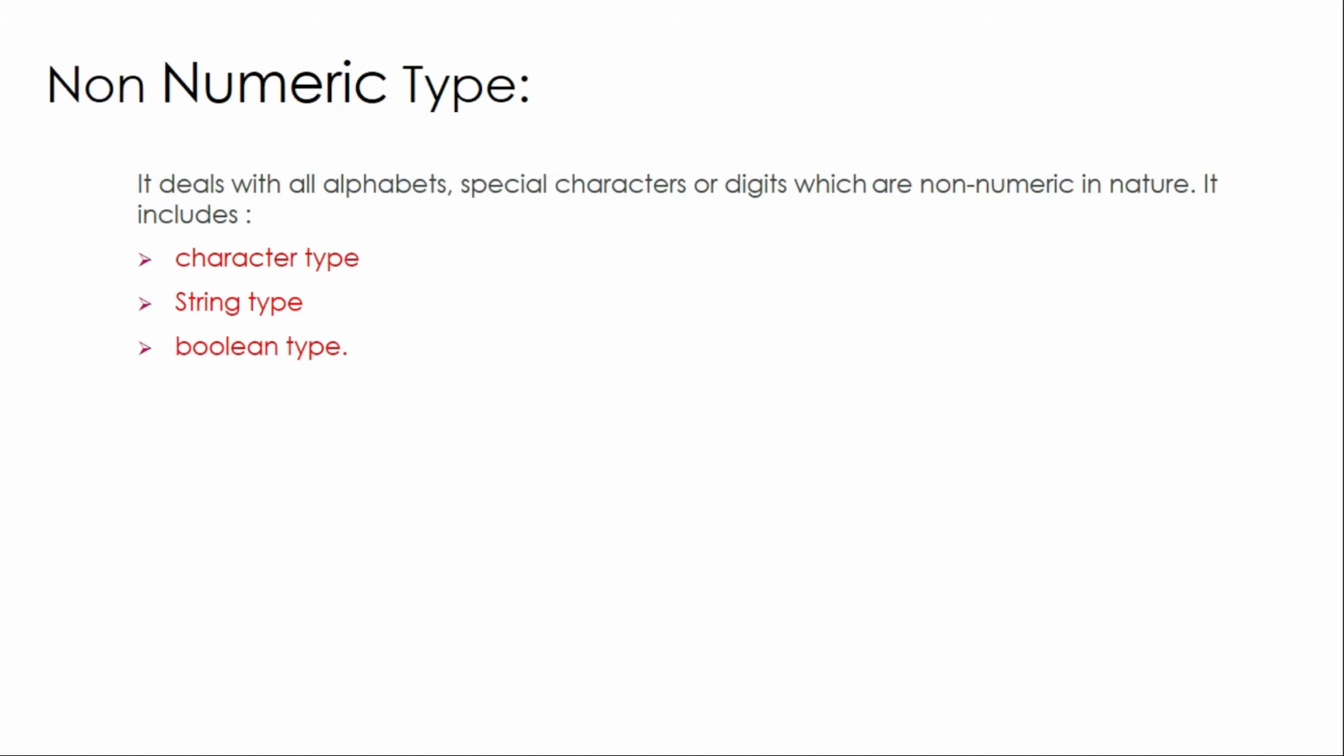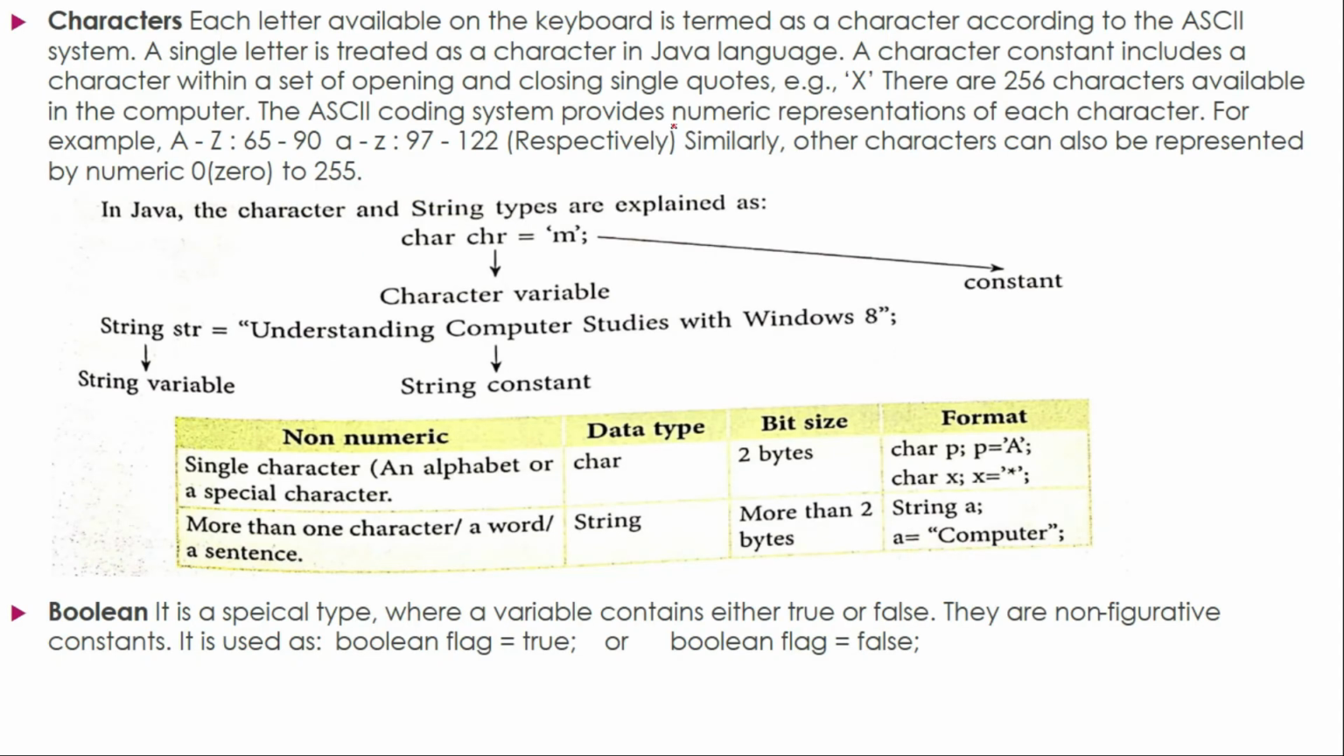Non-numeric type. It deals with all alphabets, special characters or digits which are non-numeric in nature. It includes character type, string type, and boolean type. So let us know about these three data types. Characters. Each letter available on keyboard is termed as a character according to the ASCII system. A single letter is treated as a character in Java language. A character constant includes a character within a set of opening and closing single quotes. You can see this example.